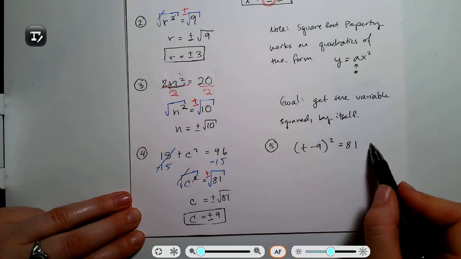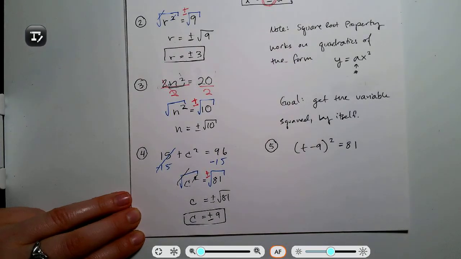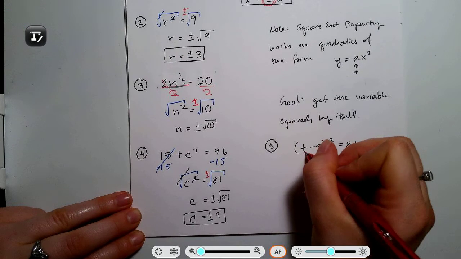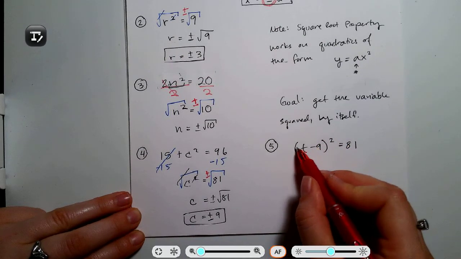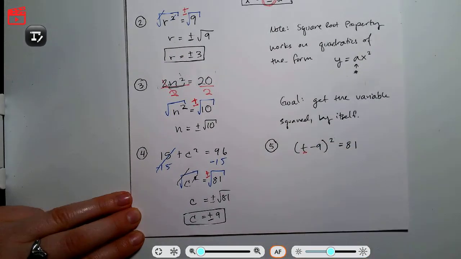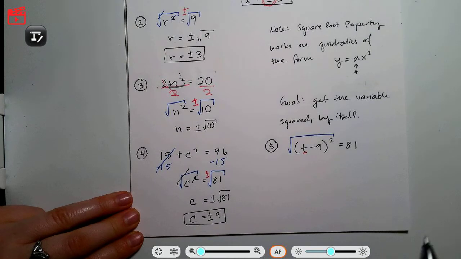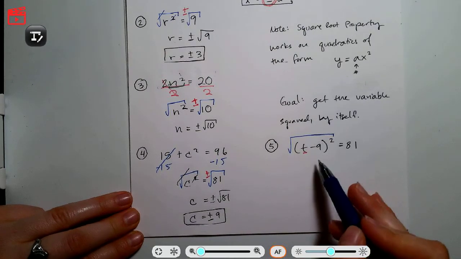There's no t being added to the 81. The variable's only appearing inside the parentheses. That's good. When I see the variable inside the parentheses being squared, I can use the square root property. I'll go ahead and use that. I'll square root this whole parentheses. I can do that because it's in parentheses.